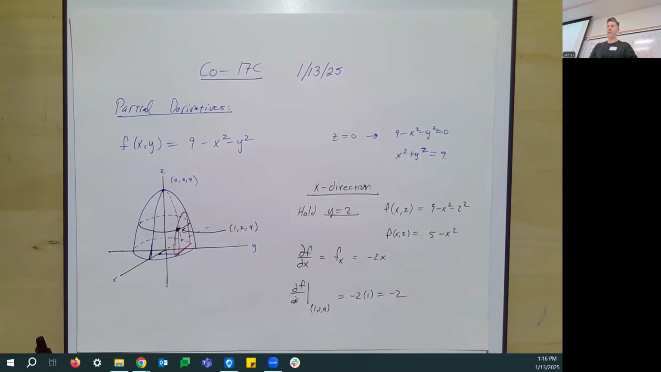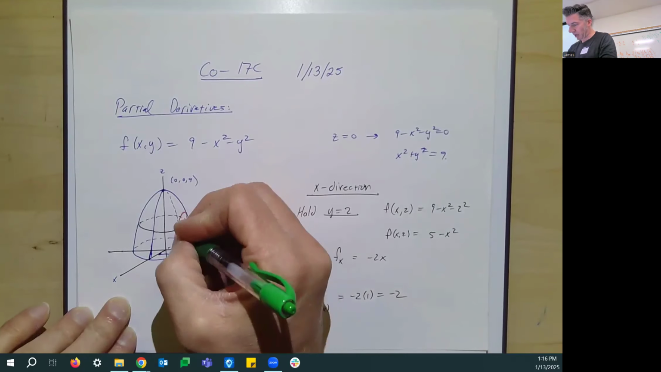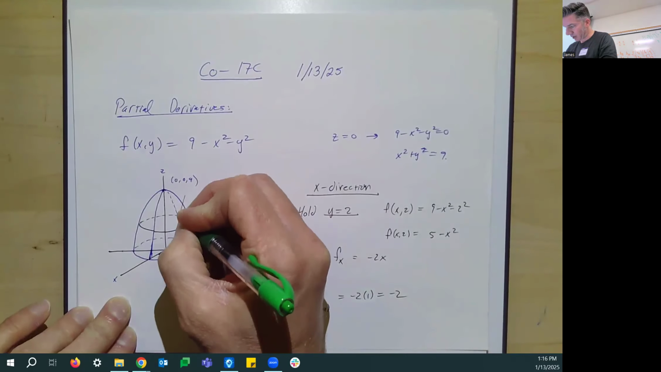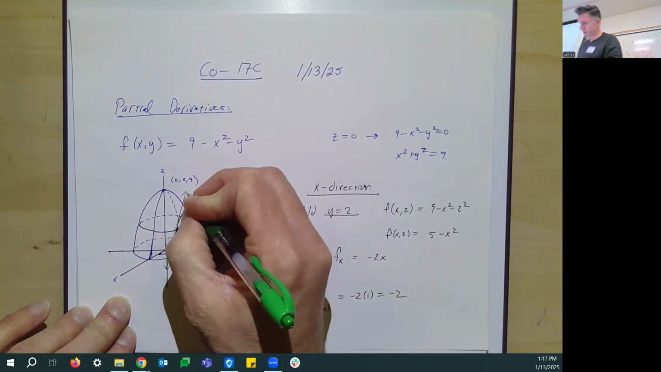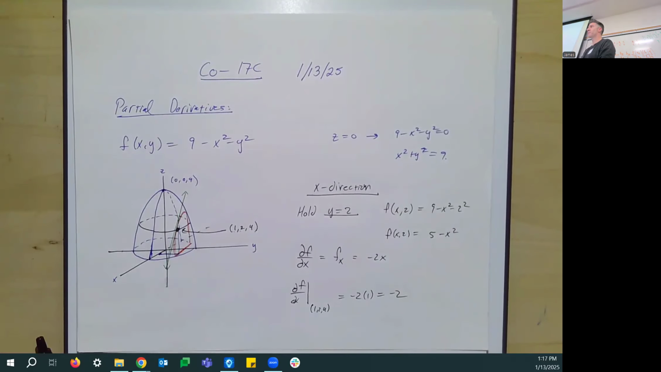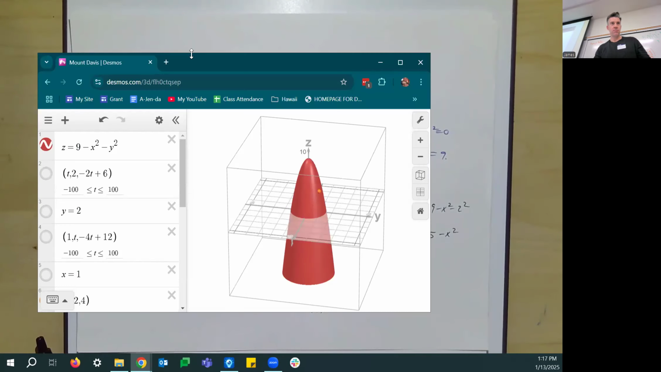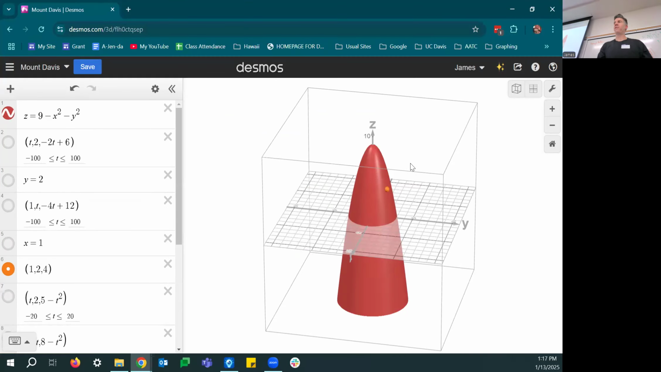And I'll draw it here, but then I'm going to show you a better picture. You can kind of think of the tangent line here as looking like that. Let's see some nicer pictures. Here's my surface. And there's the point (1, 2, 4). Okay, see that?